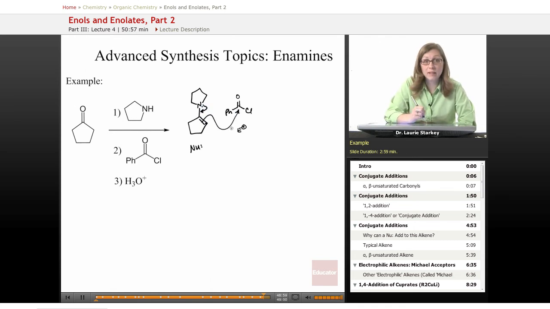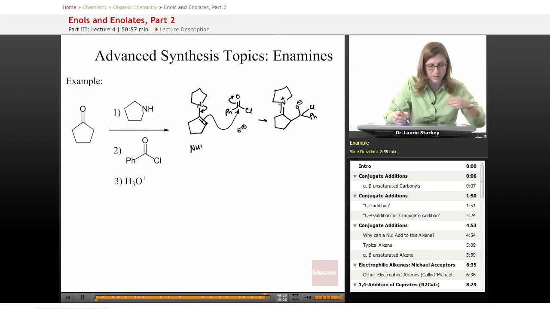And then, do we lose the leaving group? No, we don't lose the leaving group. We break the pi bond and go up here. Remember, every time we attack a carbonyl, we break the pi bond. Okay, and that kind of brings us to this complex structure here a little bit.